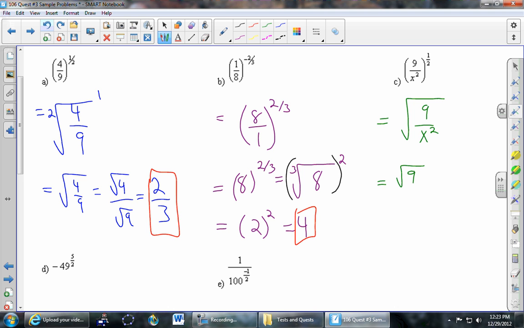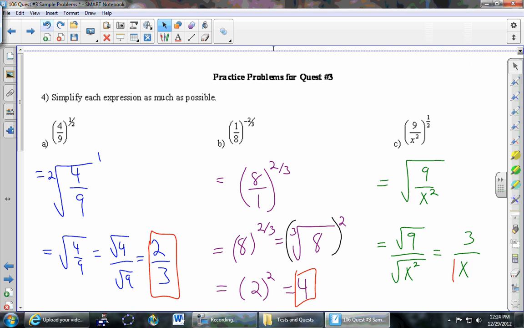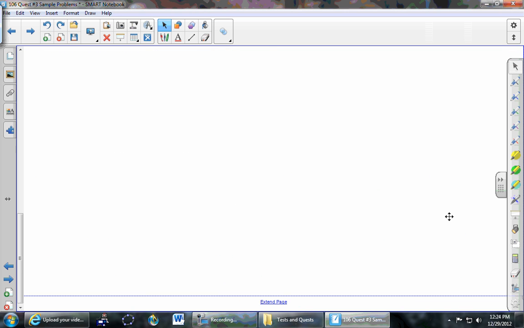I don't need to see this step, but I'm going to include all the details. The square root of 9 is 3. The square root of x squared is x. Technically there should be an absolute value around there, but we'll assume that all the variables here are positive. So I won't include the absolute value, but technically it should be there. We'll just call 3 over x our final answer.